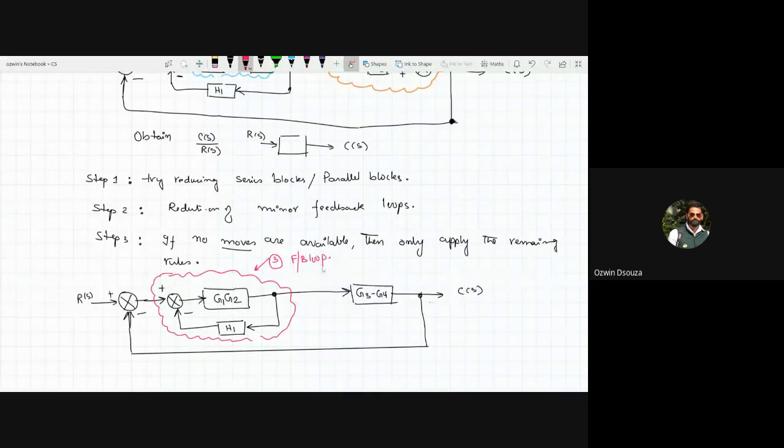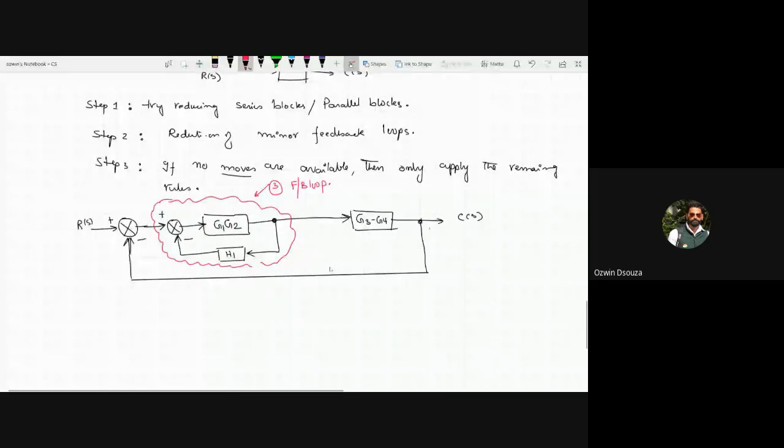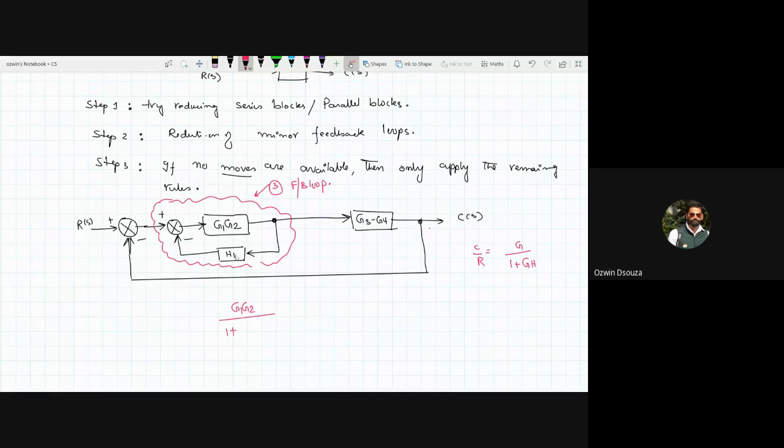So this is feedback loop. So if I reduce the feedback loop, what do I get? So what is the reduction formula? C by R is equal to G divided by 1 plus GH, right? Okay, G of S divided by 1 plus G of S into H of S. So let me apply that. By doing that, you can see that I'll be able to eliminate one summing point and 2 blocks, right? So my overall transfer function is G of S. So G of S is nothing but G1 into G2 divided by 1 plus G of S into H of S. So it is G1, G2, H1.